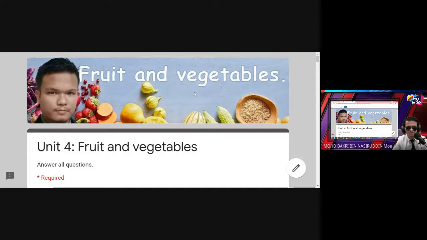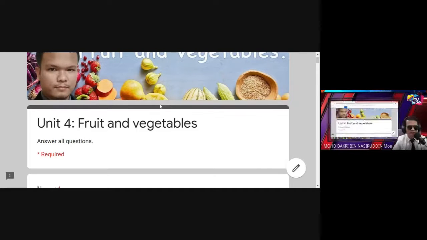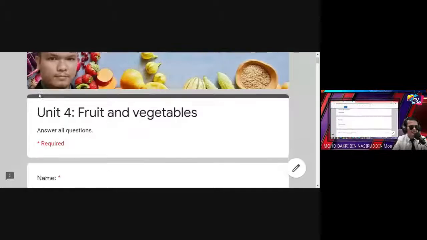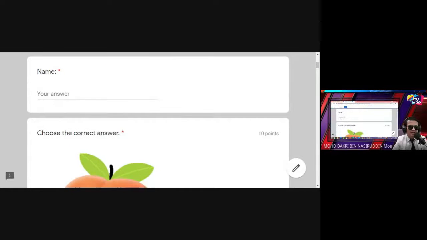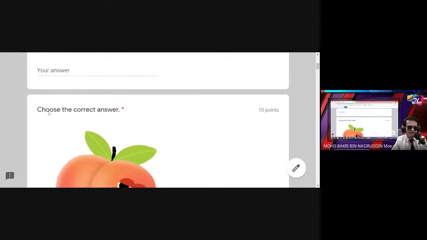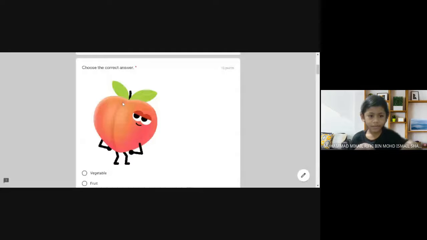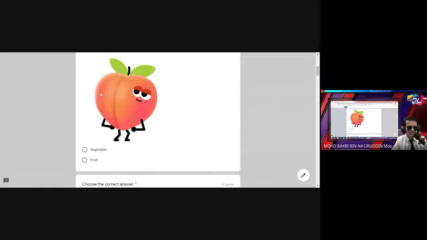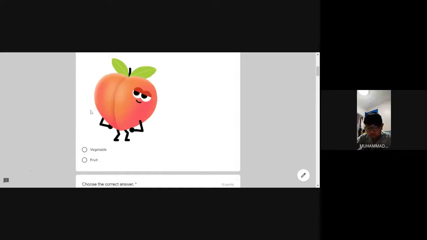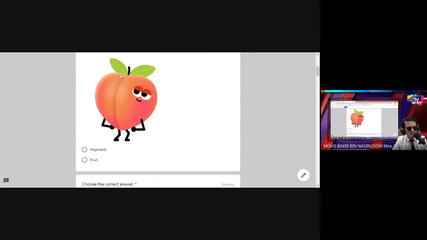Okay, fruit and vegetable. Hari ini kita belajar fruit and vegetable. Okay, this is Mr. Baki. Now you type your name. After that you can answer the question. The question is very easy. For example, like this: what is this? This is a peach. Fruit or vegetable? You choose the answer right over there. Over here is the option for the answer. We have fruit and we have vegetable. Which one is correct?